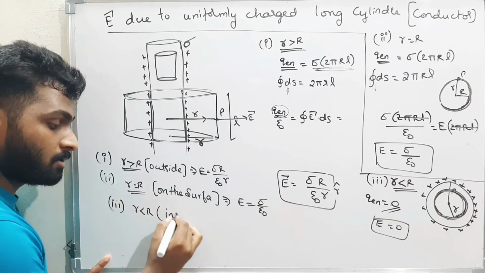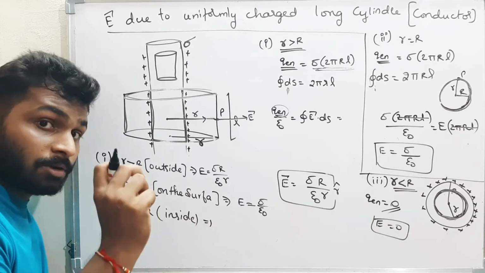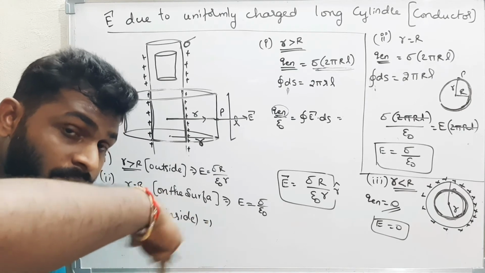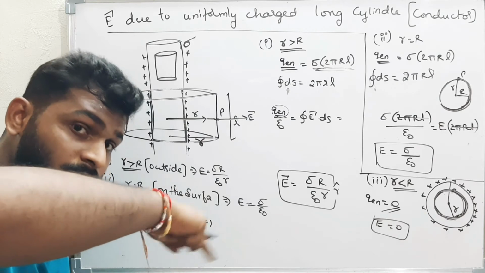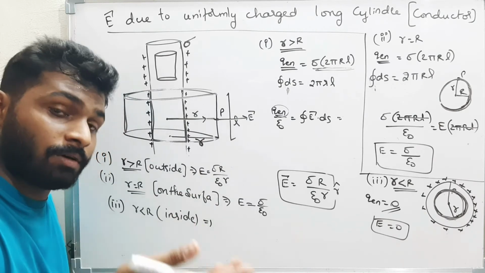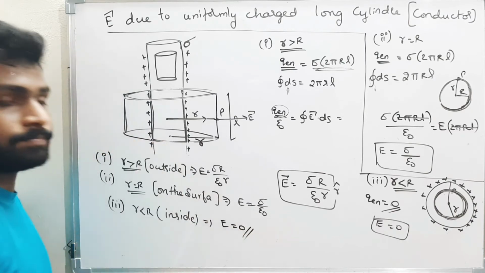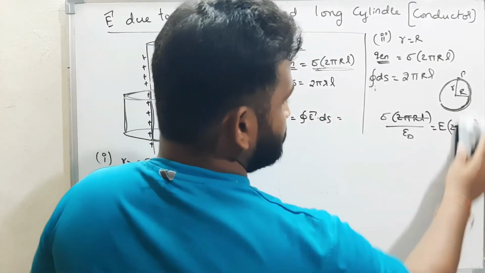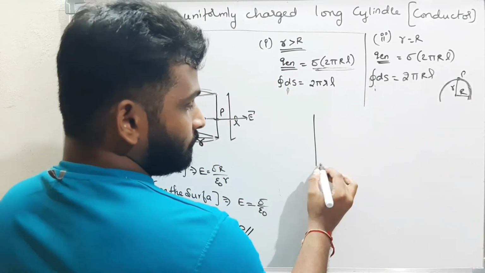Now if the point is inside, that means small r is less than capital R, then the charge enclosed will be 0. There won't be any charge inside the cylinder. Therefore, inside the Gaussian surface, the charge is 0, therefore the flux will be 0, and if the flux is 0, that means the electric field is 0. That means what is the graph? If I draw a graph, how will the graph change?